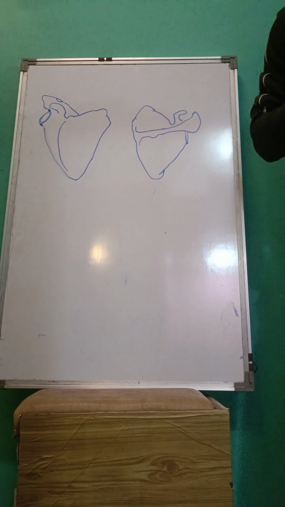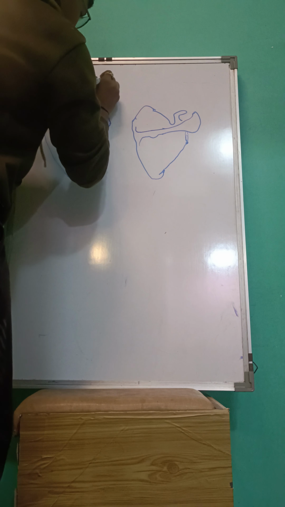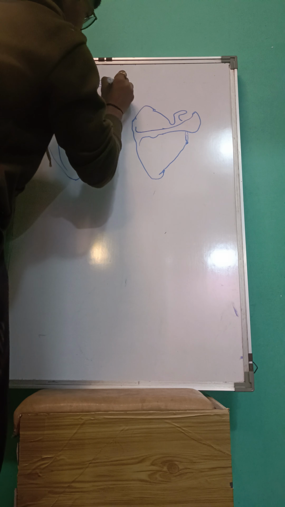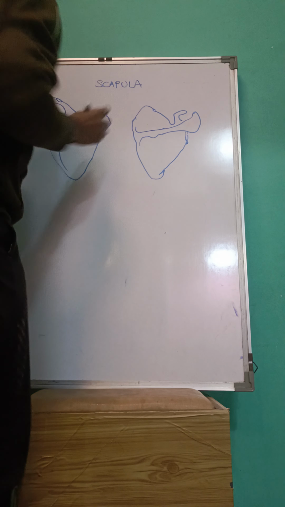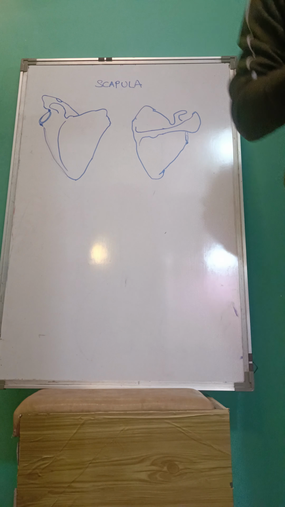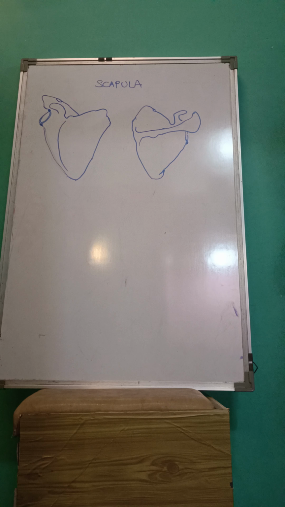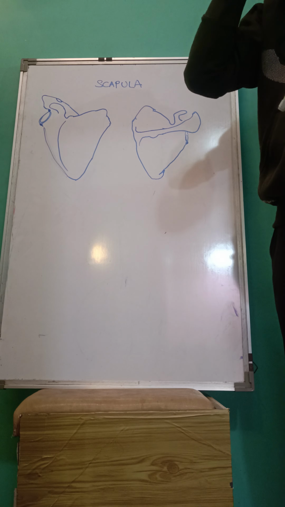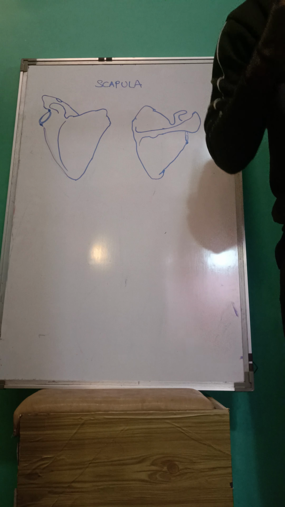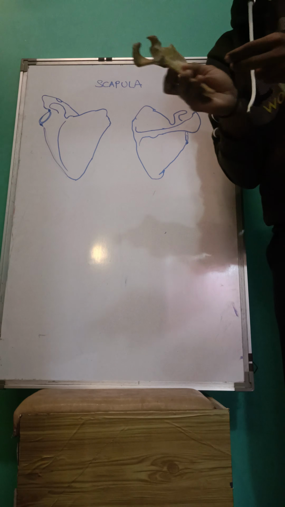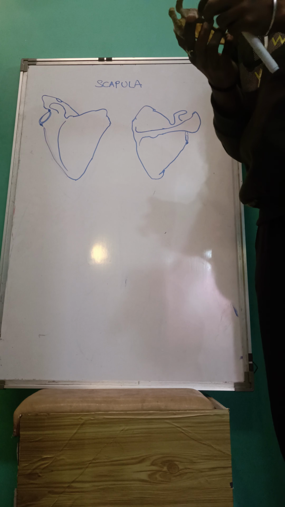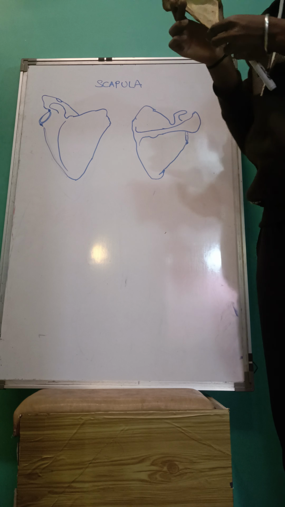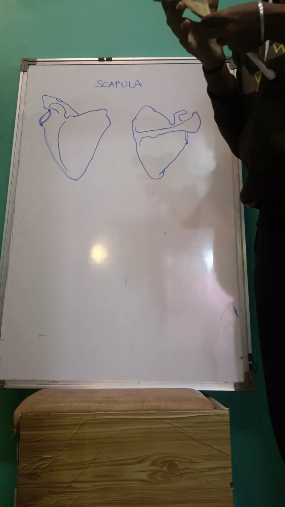Today we are going to study the anatomical features of the scapula. The scapula is also called the shoulder blade of the body. So this is the scapula that I have, and how do we hold it in anatomical position? How can you determine its side?